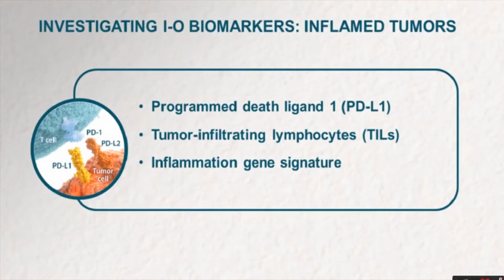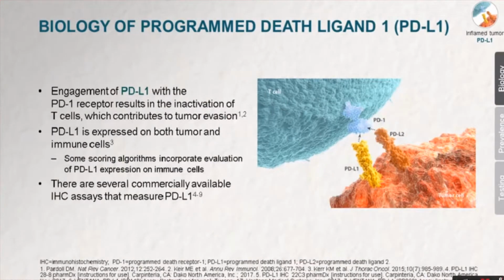Now moving on to immuno-oncology biomarkers and particularly inflamed tumors. We're going to cover 3 key biomarkers in this area. These are the programmed death ligand, PD-L1, tumor-infiltrating lymphocytes, and inflammation gene signatures. As we go forward, PD-1 and PD-L1 have been the subject of intense investigation in terms of their biology and are also important targets in drug pipelines.